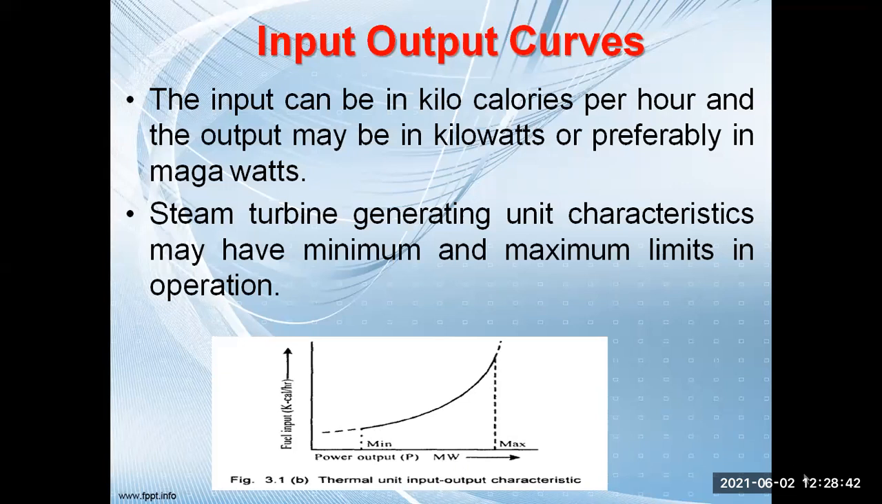Now, the steam turbine generating unit characteristic may have minimum and maximum limits in the operation. So why this minimum and why this maximum? I have discussed that. Because of the boiler capacity, we need to have this particular limit.